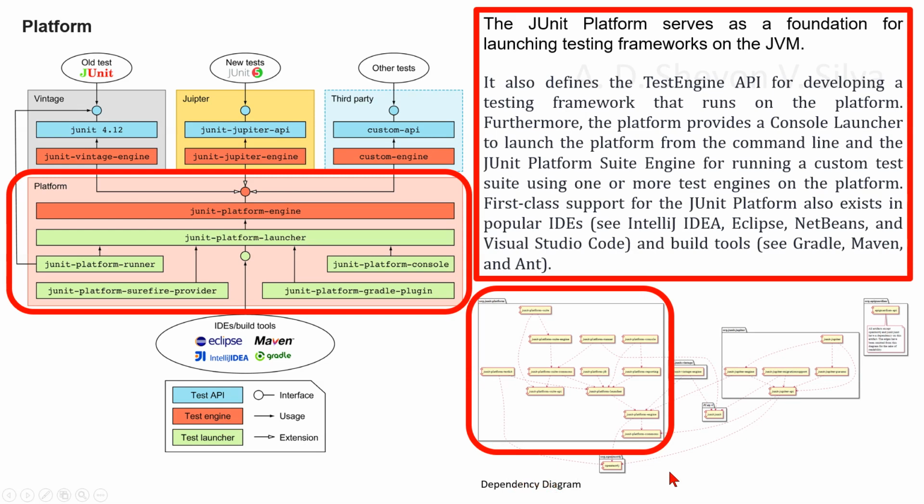Here you can see a dependency diagram. In org.junit.platform, you can see JUnit platform test kit, JUnit platform suite, JUnit platform suite engine, JUnit platform suite commons, JUnit platform suite API, JUnit platform runner, JUnit platform JFR, JUnit platform launcher, JUnit platform console, JUnit platform reporting, JUnit platform engine, JUnit platform commons.